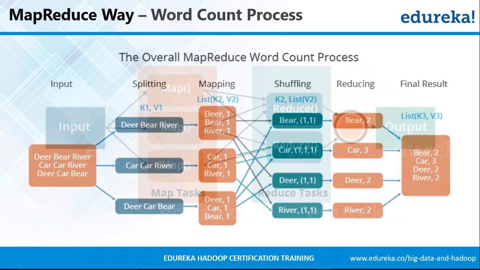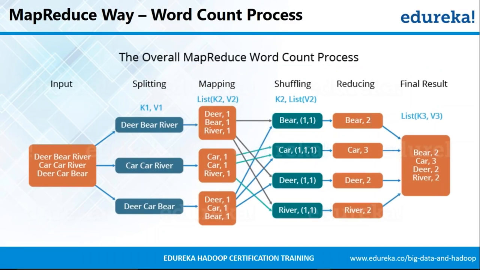Now this was the example that we looked at. The entire input was deer, bear, river, car, river, deer, car, bear. We had 3 input splits: deer, bear, river is the first, car, river is the second, and the third one was deer, car, bear. There was a mapping phase in which the count of 1 was assigned against every word that was there in the input split. So deer, 1, bear, 1, river, 1. Similarly for input split 2 and for input split 3.